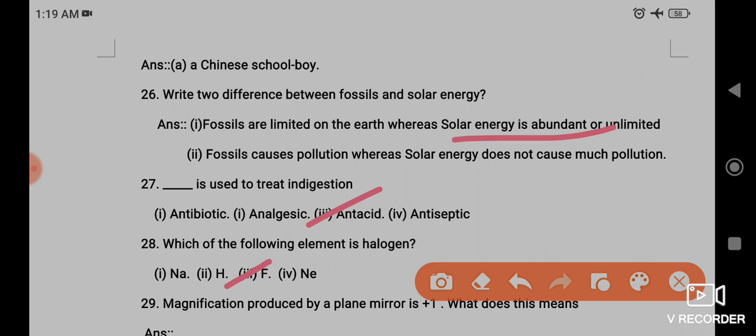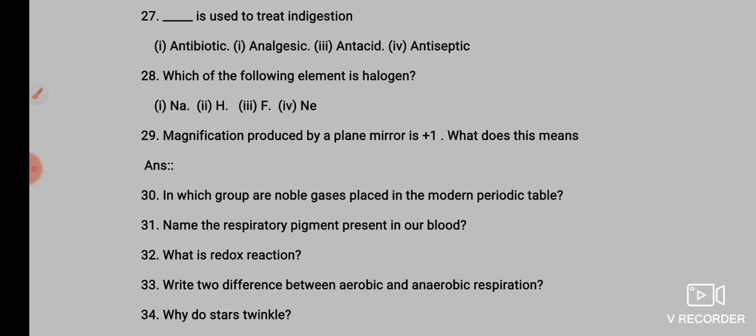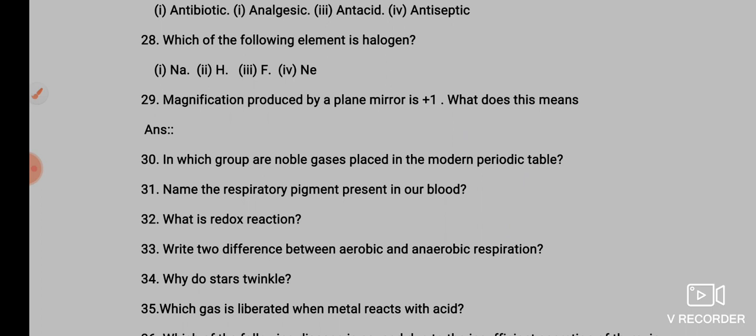But one more thing you remember: in the modern periodic table, the first group is known as the alkali metal group. Then the second group is known as the alkaline earth metal group. Group 17 is known as the halogen group, that is the -ine ones, chlorine, fluorine, then bromine, and group 18 is the noble gas group.